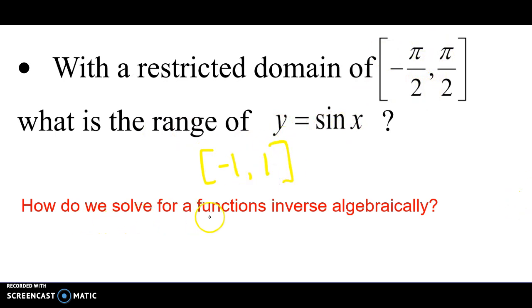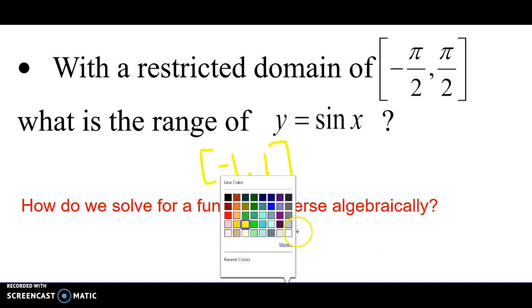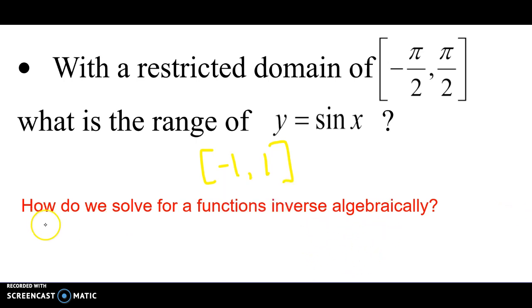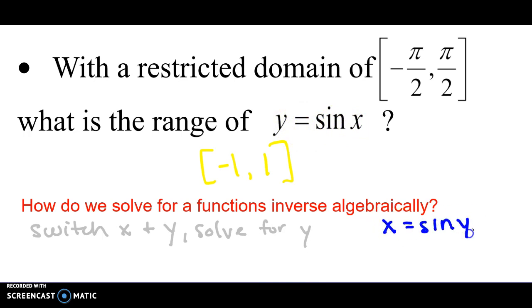How do we solve for a function's inverse algebraically? Well, we know already that we would switch x and y and then solve for y. All right, that's how we would algebraically solve for an inverse. And we can do the same thing with y equals sine of x. If we switch x and y and solve for y, we would get y equals inverse sine of x.